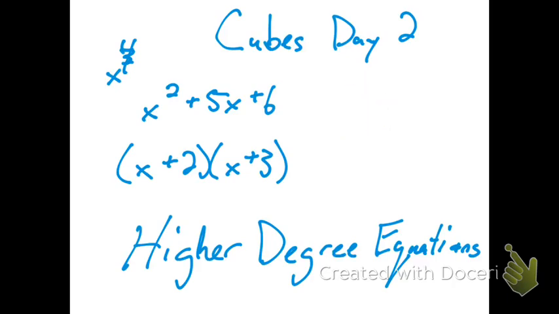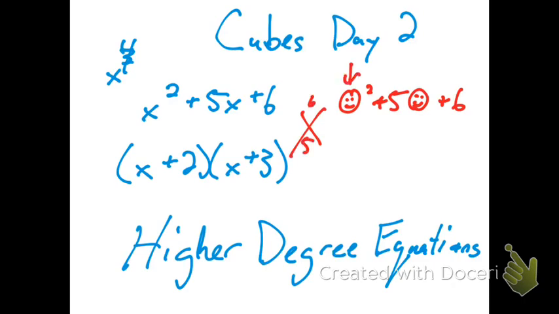Okay? Let me change this up. What if I had smiley face squared plus 5 smiley face plus 6? Then I would factor it the same way. Two numbers that multiply to 6 and add up to 5. I'm just treating these smiley faces as if they're the x variable here. So it would still be 2 and 3. I would have smiley face plus 2 and smiley face plus 3.